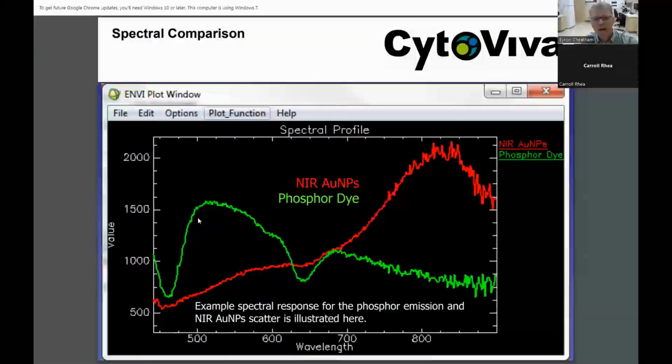Now, they chose phosphor dye and gold nanoparticles tuned in the near infrared specifically because they knew that they would produce optical spectra that are far apart from each other and allow them to do this test very easily and very accurately. So this is the mean spectrum, just showing the difference between the phosphor dye, and it's green because it reflects mostly in the green. It has absorption in the red. The near infrared nanoparticles have their peak primarily over here past 800 nanometers, which is in the near infrared range.